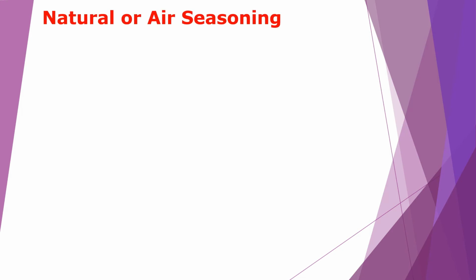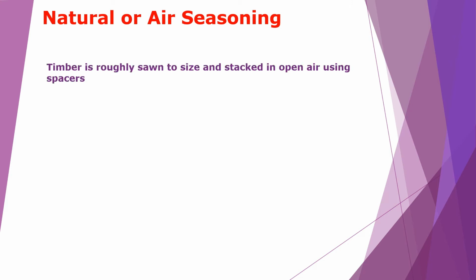So in this slide, we'll be talking a little bit more in detail about natural or air seasoning. So in order to do natural or air seasoning, timber is roughly sawn to size and staked in open air using spacers. The ends of the beams are painted in order to prevent splitting. If you don't paint them, they will split because they're exposed to the sunlight, or they're exposed to the wind.